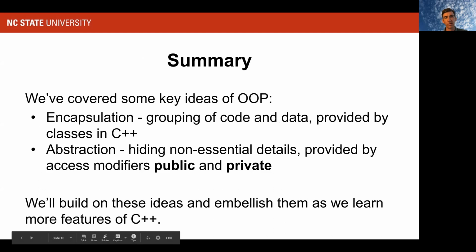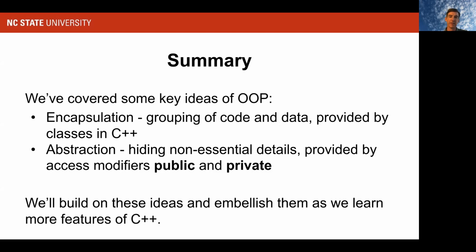Okay, so in summary, we've covered some of the key ideas of object-oriented programming. Encapsulation is just this idea of grouping code and data together, and that's provided for us by classes in C++. And abstraction is hiding non-essential details. So far, we've seen how this is provided by access modifiers like public and private. We're going to continue to build on these ideas and embellish them as we learn more features of C++, which is why I called this video part 1. There'll definitely be a part 2, and there may be more than that.